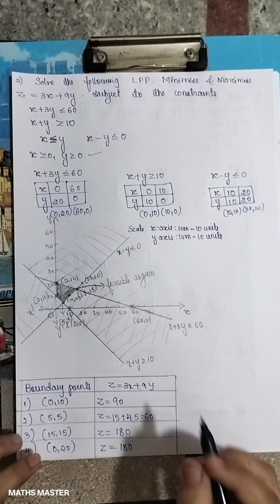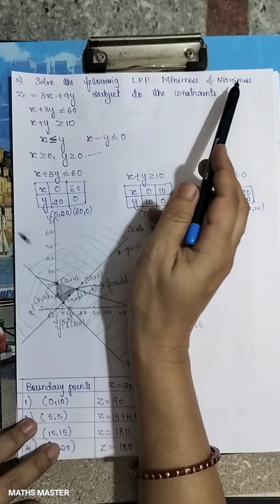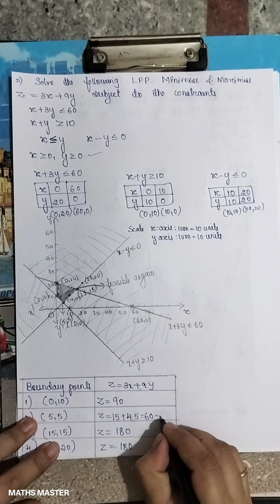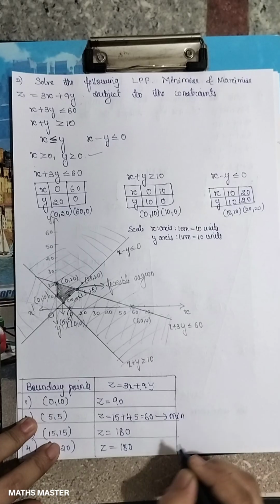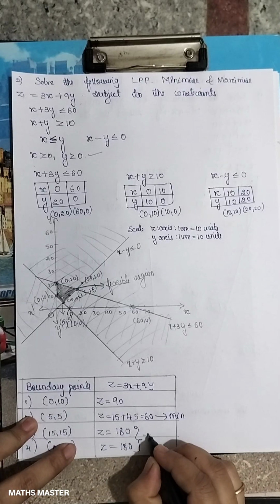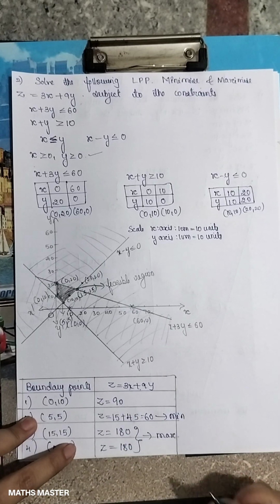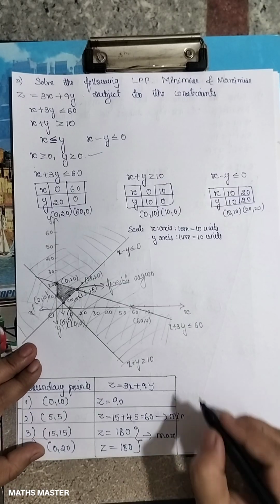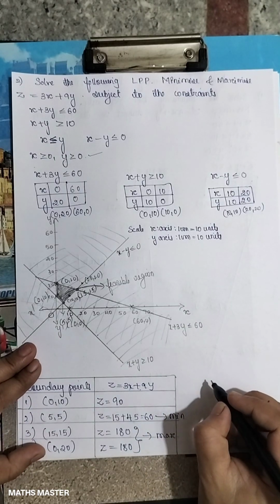Here they've asked for both minimize and maximize. Clearly this is the minimum value, so write it as minimum, and this is the maximum value, write it as maximum. Now writing the conclusion is very important, which carries 1 mark.